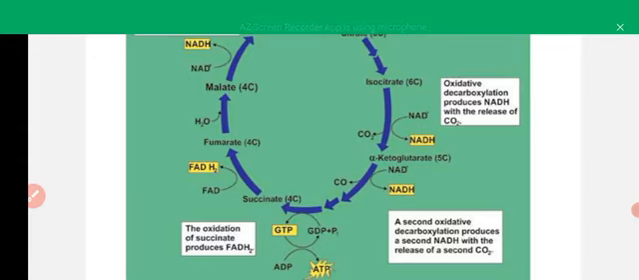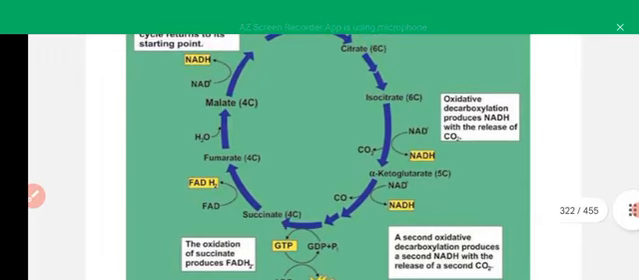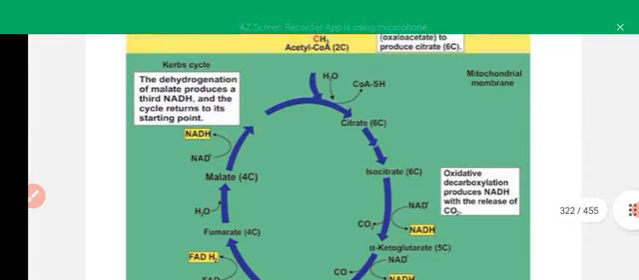Then further, succinate is converted into fumarate. It is further oxidized, and now the oxidizing agent which is reduced is FAD, not NAD, and it is converted into FADH2. And then fumarate is converted into malate by addition of water molecules. The last step is that malate is converted into our precursor oxaloacetate by further oxidation.